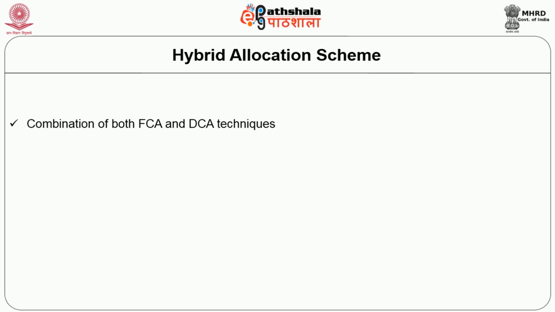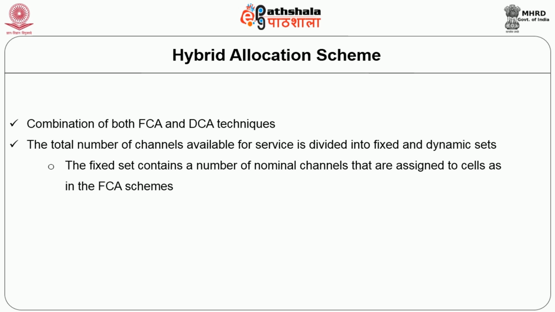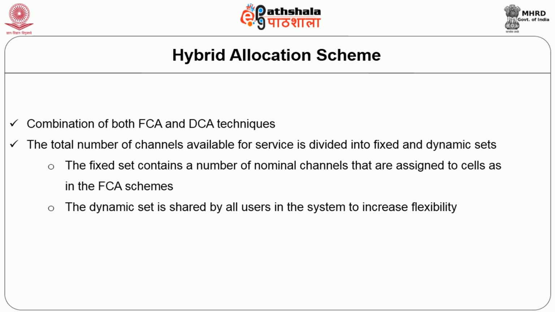It is a combination of both. In a hybrid channel allocation scheme, the number of channels available are divided into two sets, fixed set and the dynamic set. That means it has utilized both the schemes. The fixed set consists of the channels that are assigned to the cells as in an FCA scheme, right? Whereas a dynamic set is shared by all the users in the system to increase the flexibility.